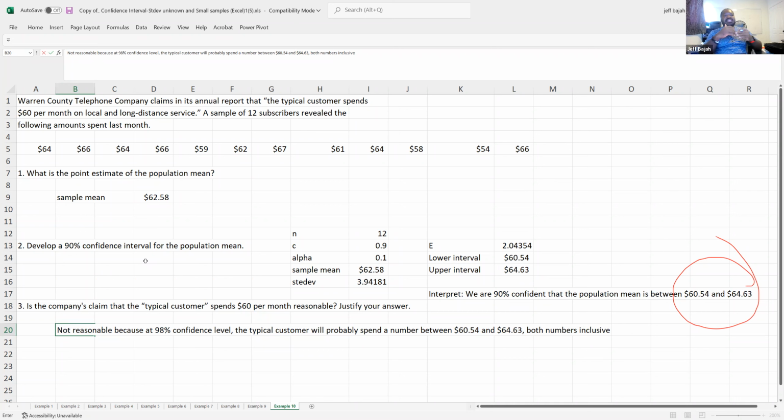And so that's how you solve questions involving confidence intervals when you don't have the population standard deviation given or when it's unknown, and when you have sample sizes less than 30.